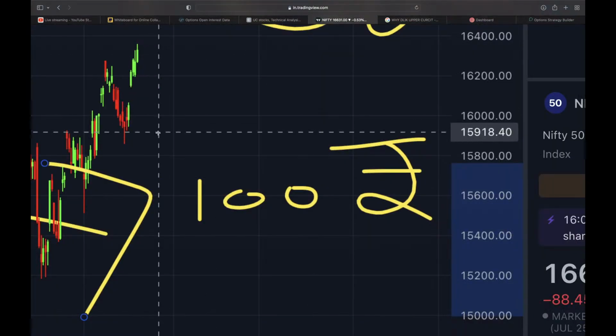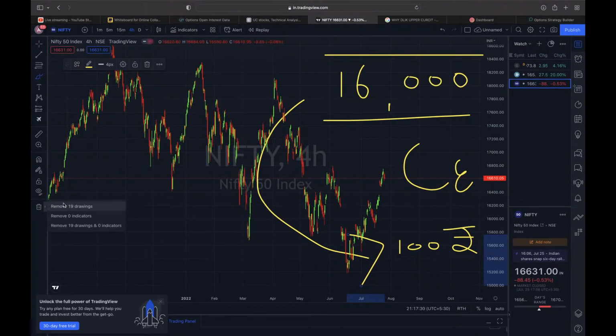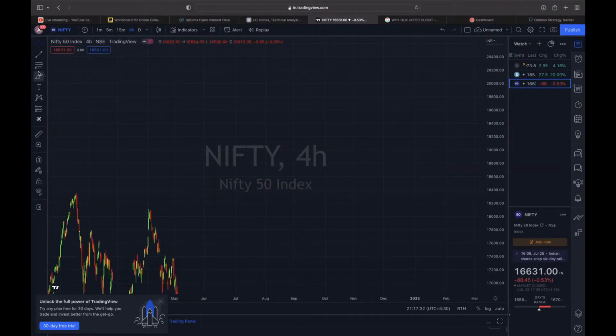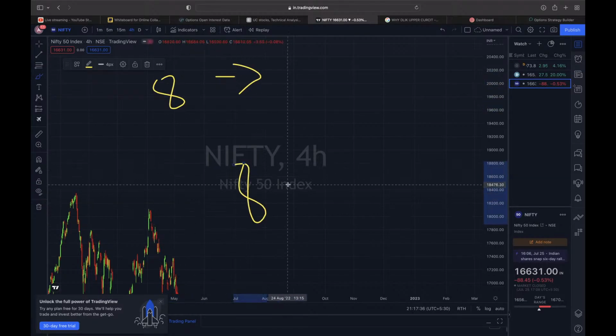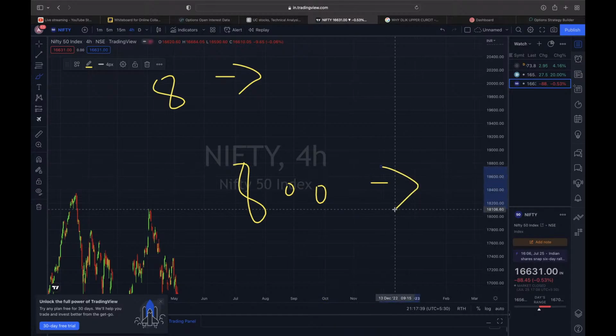Now understand this very easy concept, okay. Is 8 rupees invested more risky or 800? Tell me, guys. Is 8 more risky or 800? Tell me, everyone.